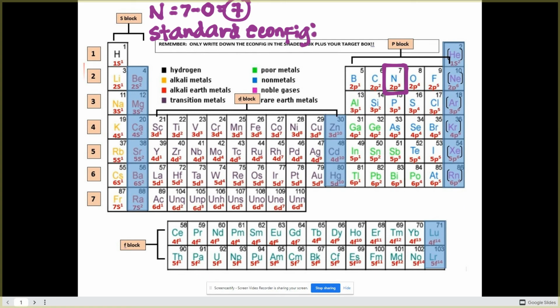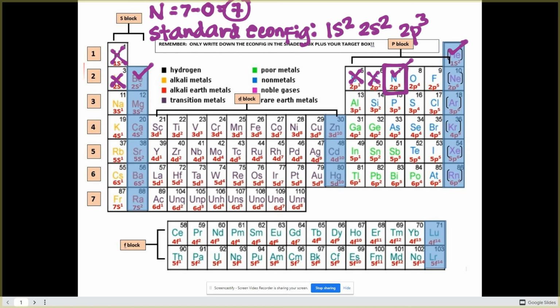So again, always start from box number 1. Box number 1 is not shaded, so no. Box number 2 is shaded, so yes, this is 1s2. Okay. Box number 3 is not shaded, no. Box number 4 is shaded, so check. So this will be 2s2. Box number 5 not shaded. Box number 6 is not shaded. Box number 7 is our target box. So yes, therefore it's 2p3. See it? All right.